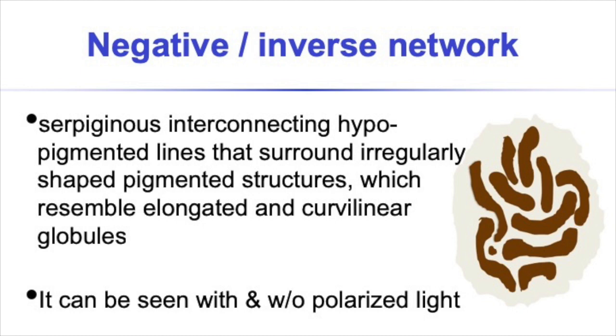And the reason that you see them is because there's relative hypopigmentation adjacent to it. That's why you see the brown. The original definition was it's a negative network because this white line is kind of meandering around this in a serpiginous fashion. So think of this as a brown canvas, and then white lines were drawn through it. That's one way of looking at it. I like to look at it the other way.